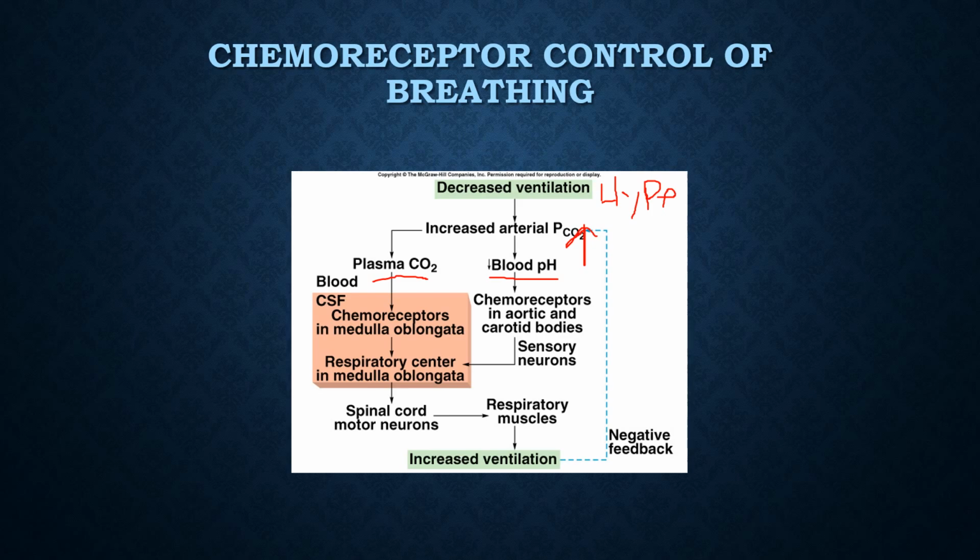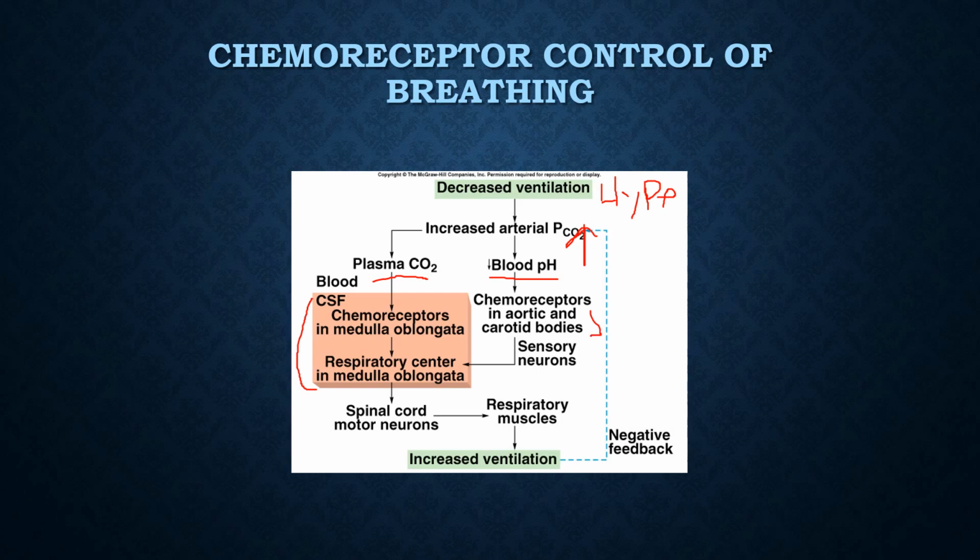Okay, so then if you recall, carbon dioxide can cross the blood-brain barrier, but hydrogen ions can't. And so within the medulla oblongata, what happens is that they're both stimulated, both the chemoreceptors and the respiratory centers, with that increase in carbon dioxide levels. And then also we'll have the peripheral chemoreceptors stimulated.